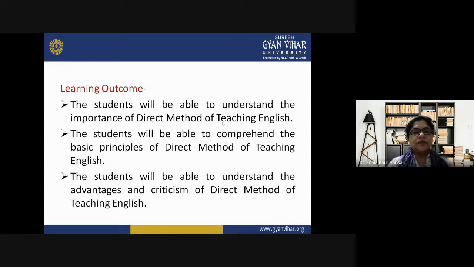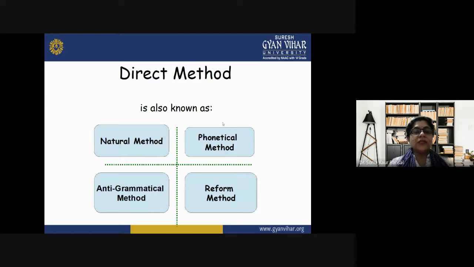The outcome will be that you understand the direct method's importance, comprehend the basic principles of the direct method of teaching, and understand its criticism. I suppose when I teach you, you will understand all these things, and this will help you understand the English language in a more refined way. All right, so let's understand what the direct method is.